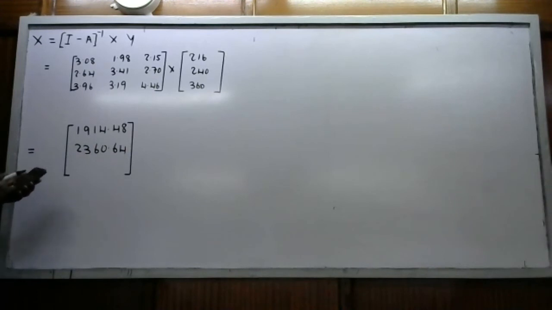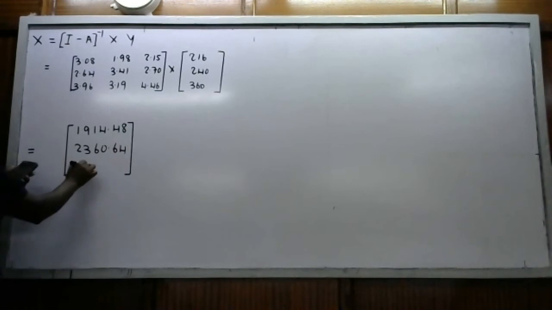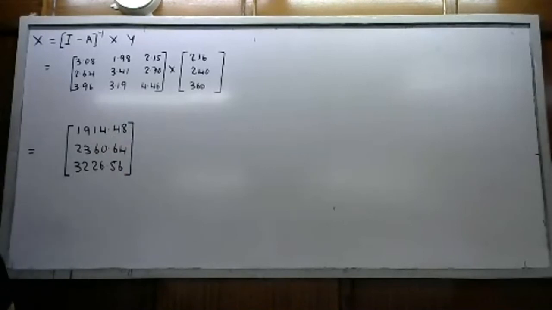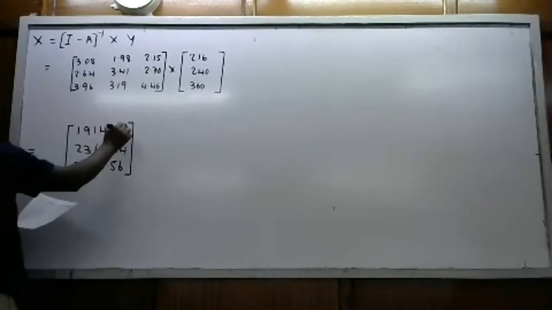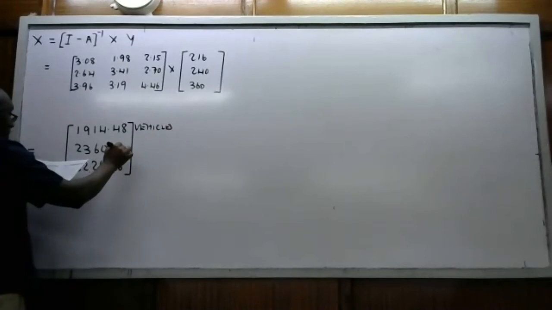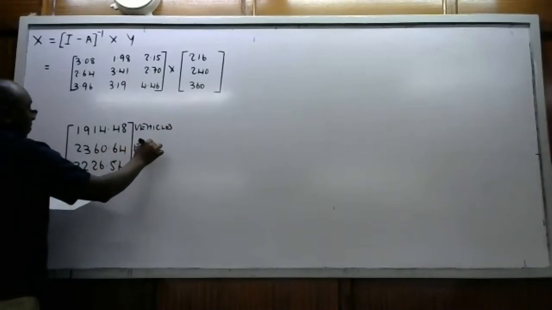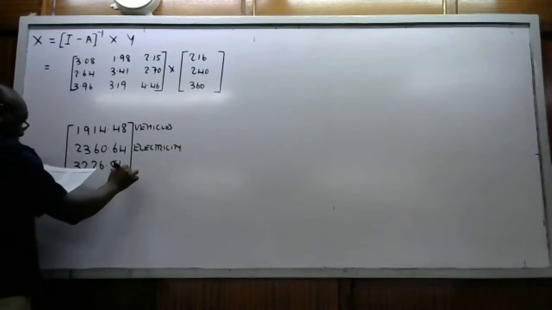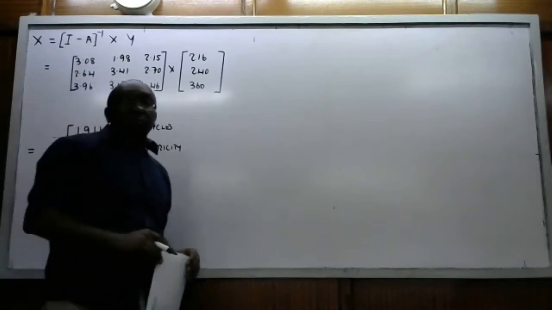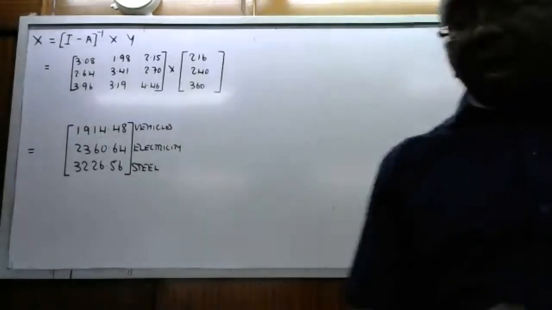3.96 times 216 plus 3.19 times 240 plus 4.46 times 360 is 326.56. This is now for the sectors. This is vehicles. This is electricity. And this is steel. Are we getting the same answers?